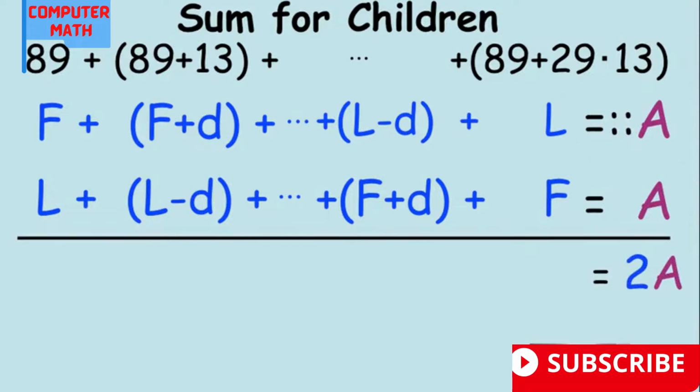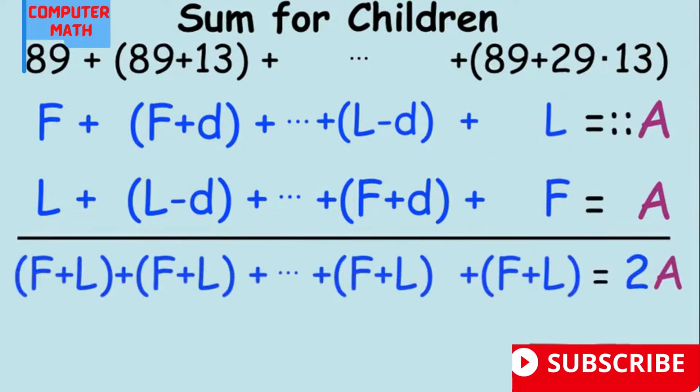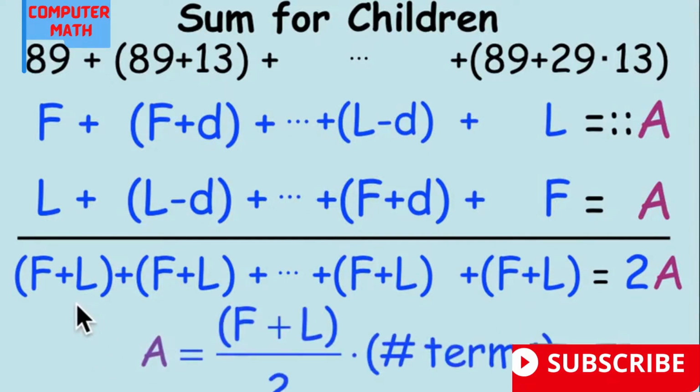I get 2A, of course, but every one of these terms, this is an f plus L, this is an f plus d plus L minus d, it's f plus L. This last one is an f plus L. Every one of these pairwise subsums comes out to be f plus L, and now we have a formula for the whole series, a nice simple formula that A is equal to the sum of the first term plus the last term divided by 2 times the number of terms.